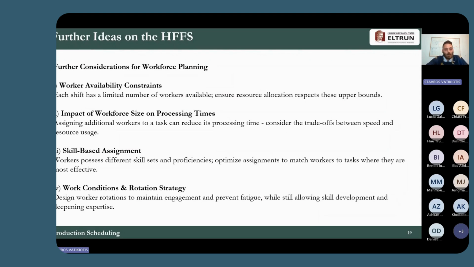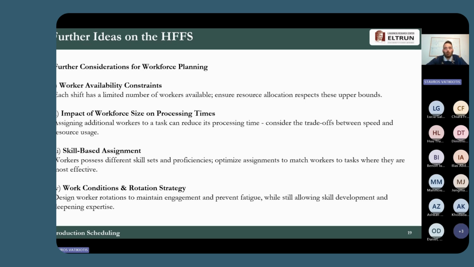We also have several ideas on this problem, and they mainly consist of workforce planning, as this is something that has not been addressed at the current point of our work. The first one is worker availability constraints. So we have a limited set of workers available, and we have to ensure that in parallel, no more than this upper bound of workers are used. And this is something that we have done in the past, and it is something that we're quite comfortable doing.